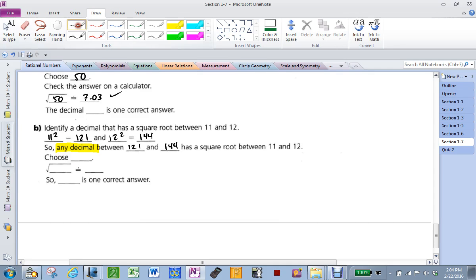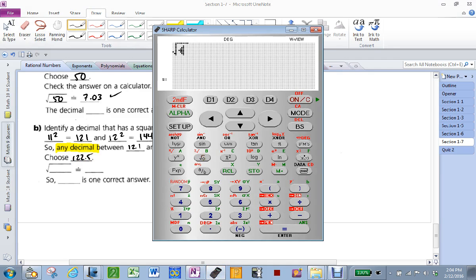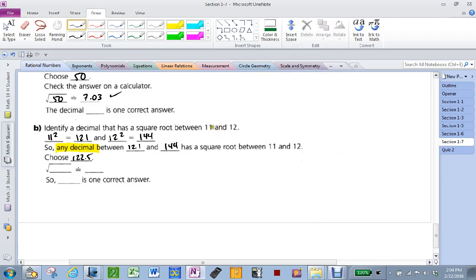122.5. Great, I like it. Let's check on our calculator. Square root of 122.5. Oh, look at that, 11.06. And we wanted between 11 and 12. Is that correct? Yes. So 122.5 is one correct answer.